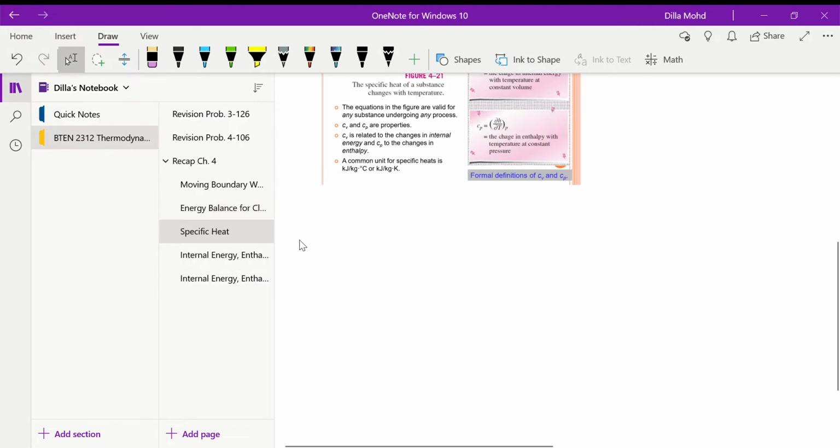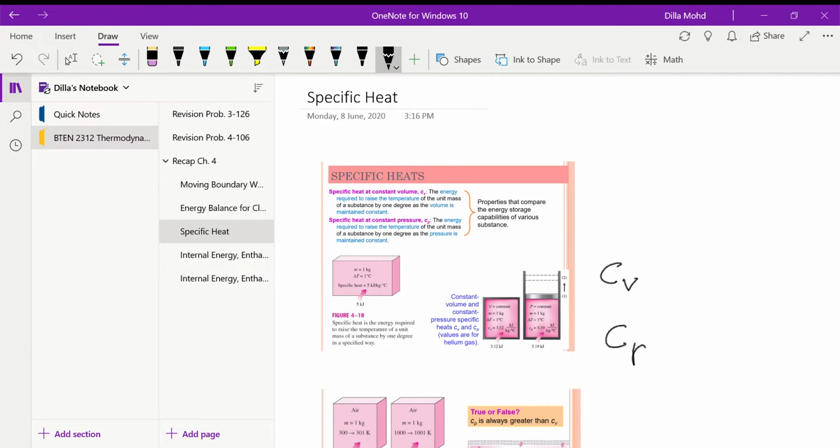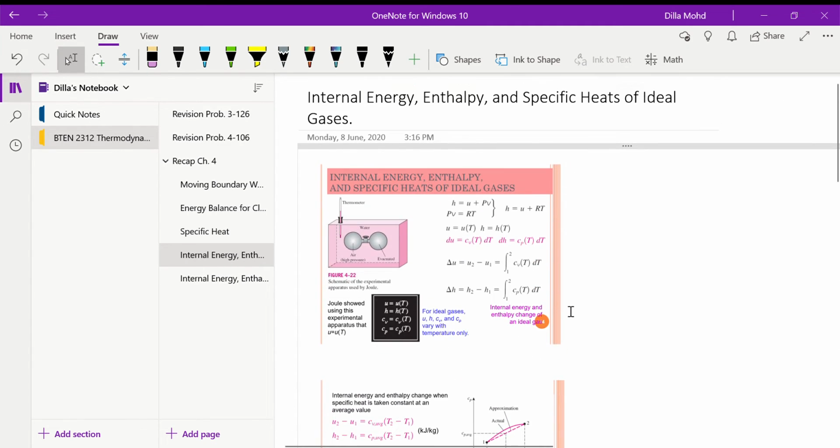Okay, next thing, it should be the specific heat. And specific heat, there are two types. One is specific heat at constant volume, which we denote as C sub V, and another one is specific heat at constant pressure, C sub P. Then we're going to see the relationship between internal energy, enthalpy, and specific heats.